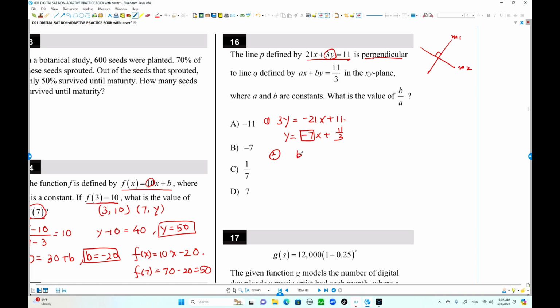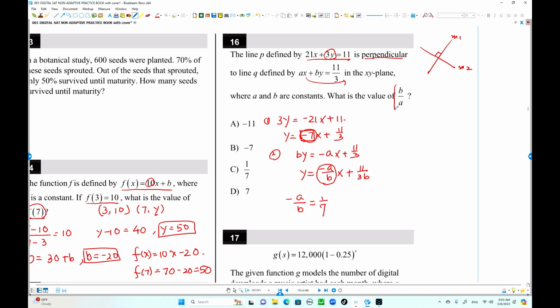Second one, by equals, move to the right, negative ax plus 11 over 3. Y equals negative a over b x plus 11 over 3b. Okay, this is another slope. But they are perpendicular. The slopes are negative reciprocals. So negative a over b must be equal to what? The negative reciprocal of this one is 1 over 7, right?